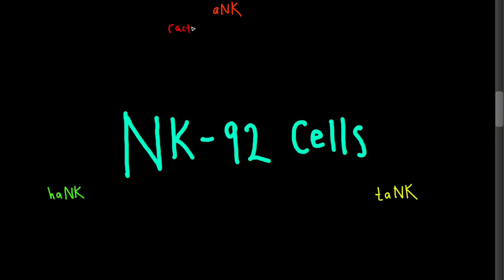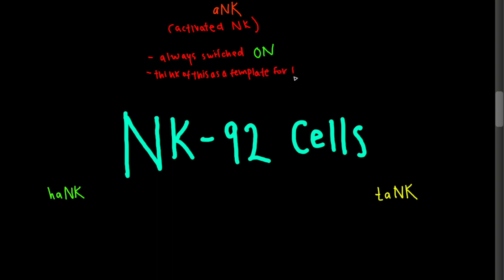So, first of all, let's go over ANK cells. ANK stands for Activated Natural Killer Cells. Basically, the ANK are natural killer cells that lack the ability to turn themselves off, meaning that they attack anything and everything in their path. So you can think of ANK cells as a template for the other two types of natural killer 92 cells, HANK and TANK.